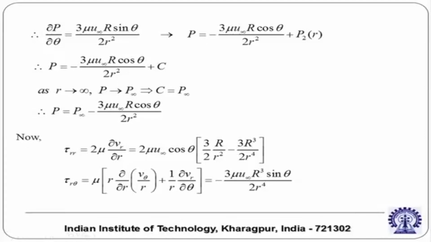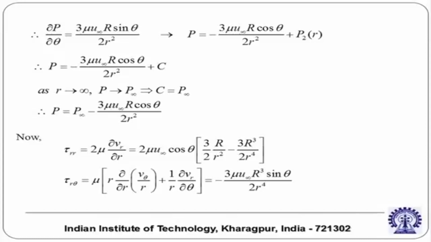Now, how do you calculate this constant? You know that at r tends to infinity, P tends to P infinity, which is the ambient pressure, that as you go to infinite distance from the center of the sphere, you come to the ambient condition, that means C equal to P infinity. So, P equal to P infinity minus 3 mu u infinity capital R cos theta by 2 r square. Okay. So, what fields we have obtained? We have obtained the velocity field, we have obtained the pressure field.